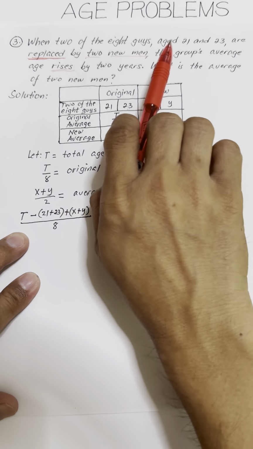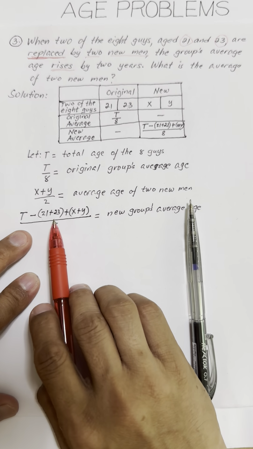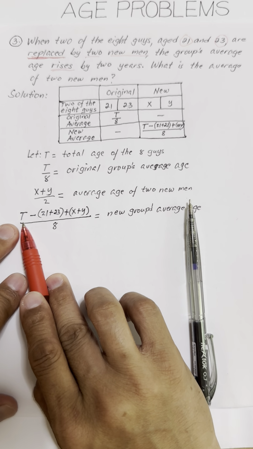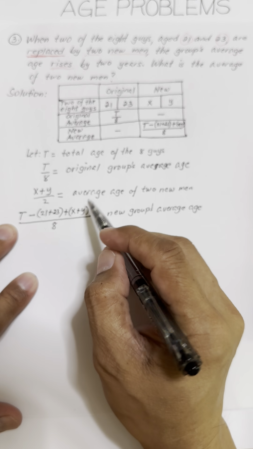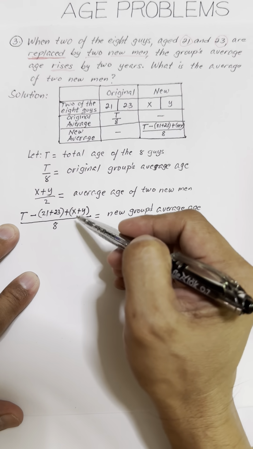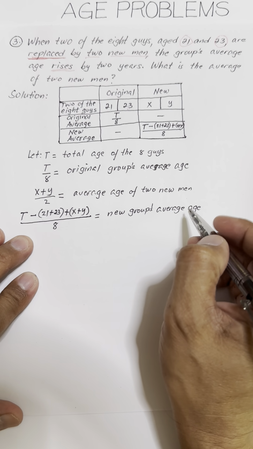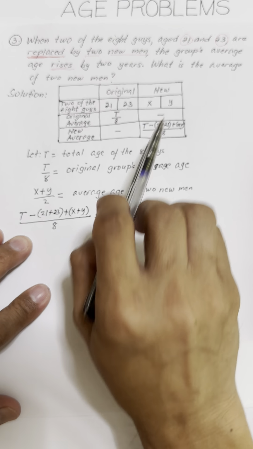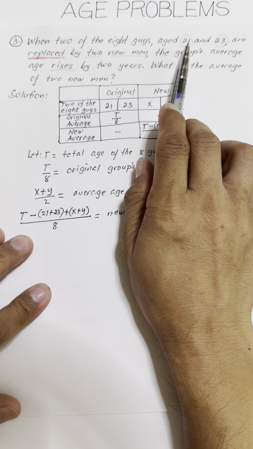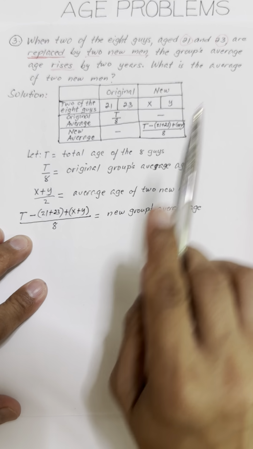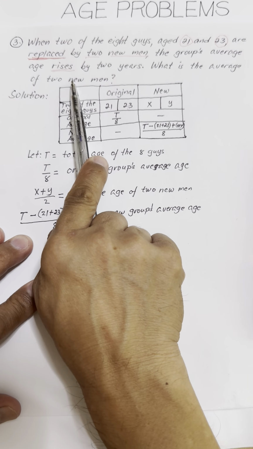So we mention 21 and 23 years old, and we subtract them from the total t. Then they are replaced by 2 new men, so we have x plus y, the ages of the 2 new men, and we add that. Then we still divide by 8, equal to the new group's average age. But it says that when the two guys aged 21 and 23 were replaced, the group's average age rises by 2 years.